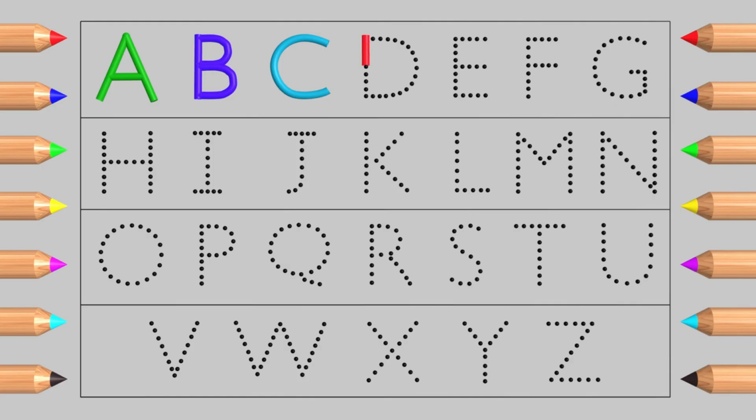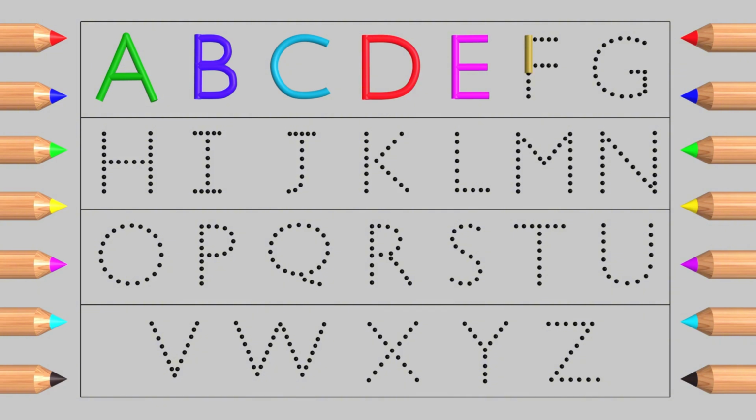D. This is uppercase D. One straight line, one big curve. E. This is uppercase E. One long line down and three shorter lines across.